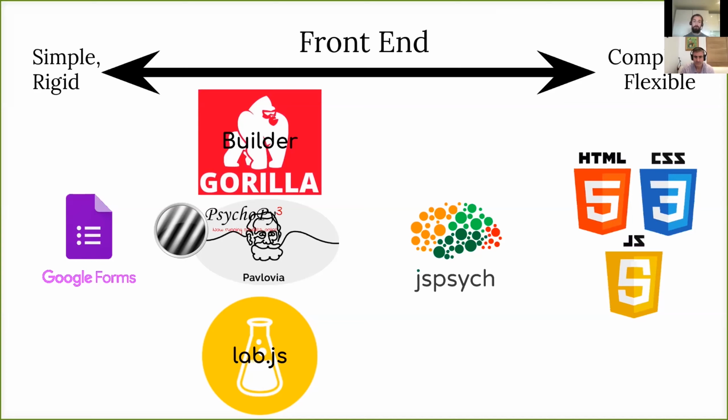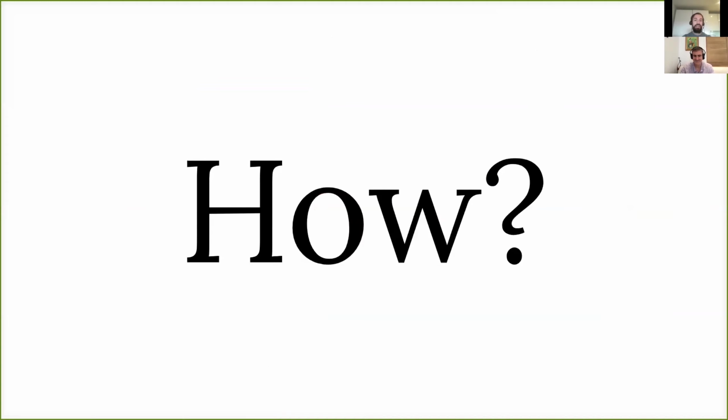But if you come up against something which these things aren't designed to do, the difficulty involved in hacking the Gorilla Builder or hacking JS Psych to do what you need to do is far more complicated than the difficulty of just doing everything from scratch. That is the why. That is my manifesto. The next thing I want to cover, and I've spoken quite quickly, so I have plenty of time to do this, and I can maybe slow down a little bit, is how.